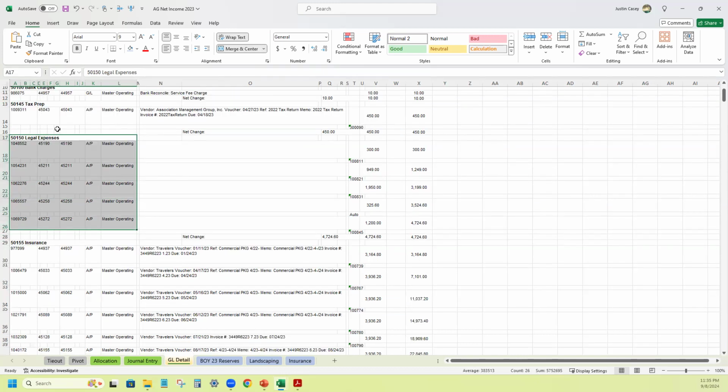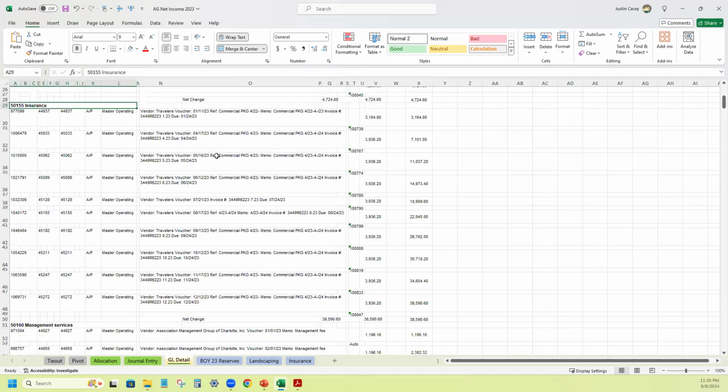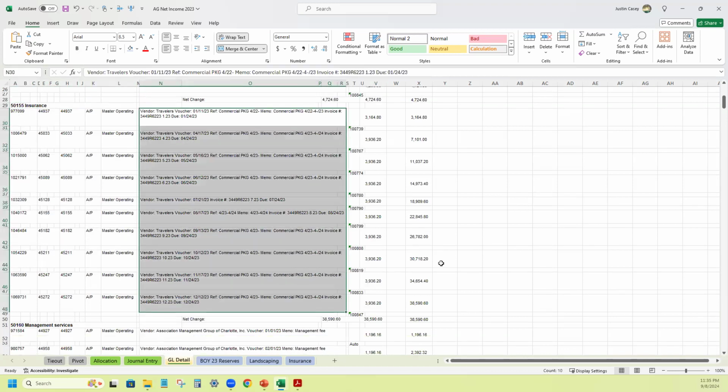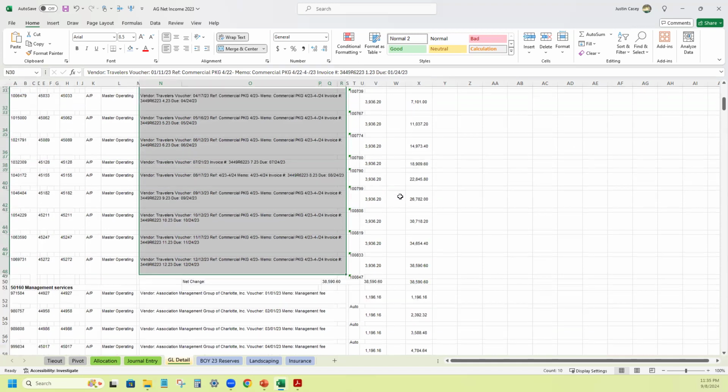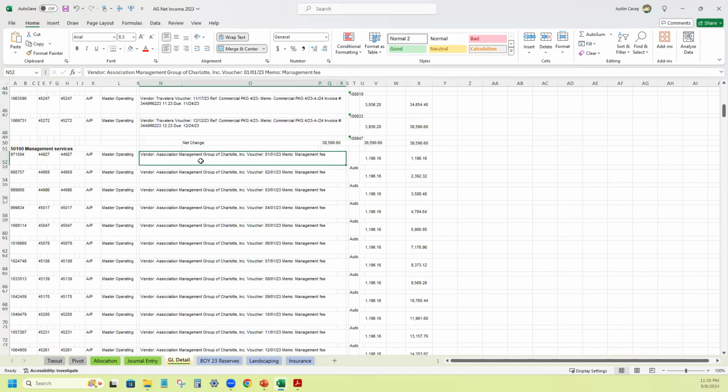I whited these out because they're related to something that shouldn't be on a recorded video, but they all relate to legal expenses and the amounts are appropriate. Insurance, we're looking at the vendor being Travelers, which is our insurance provider. So that's all appropriate there. Management services are coded to 5160 management services, all related to AMG.